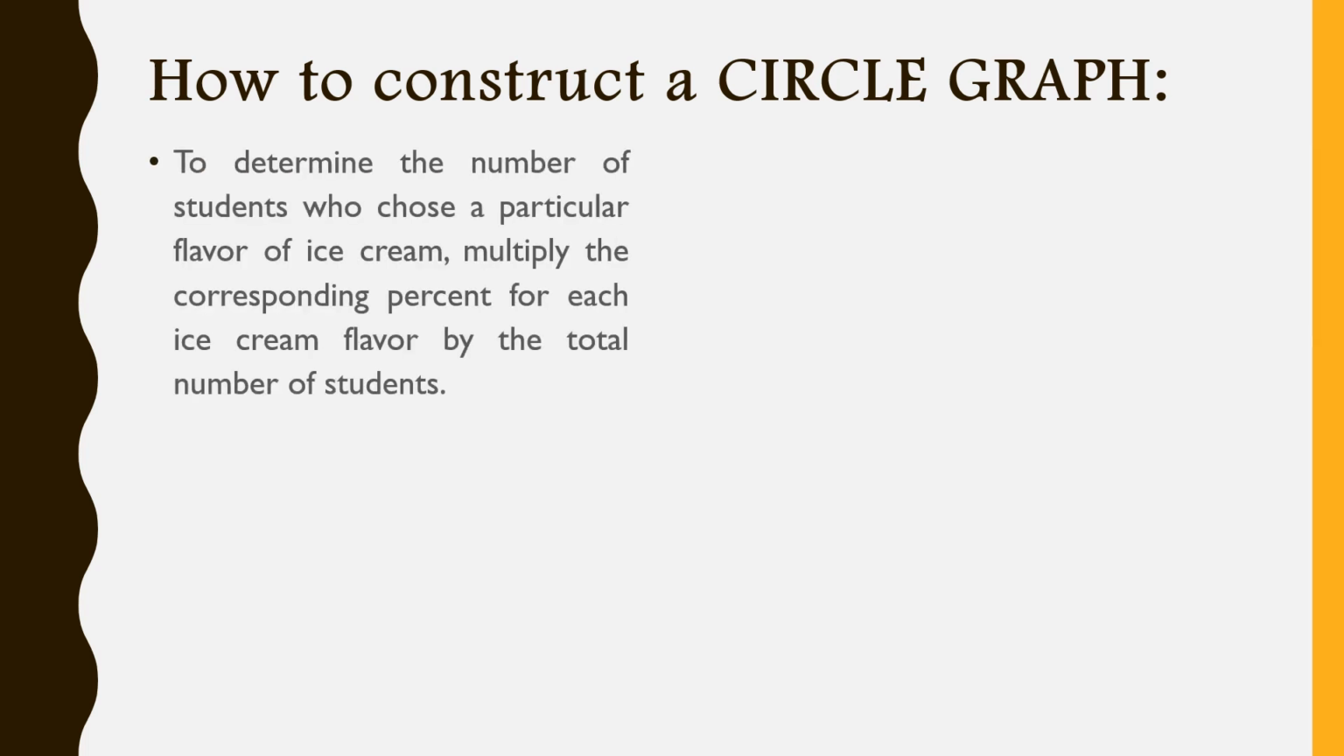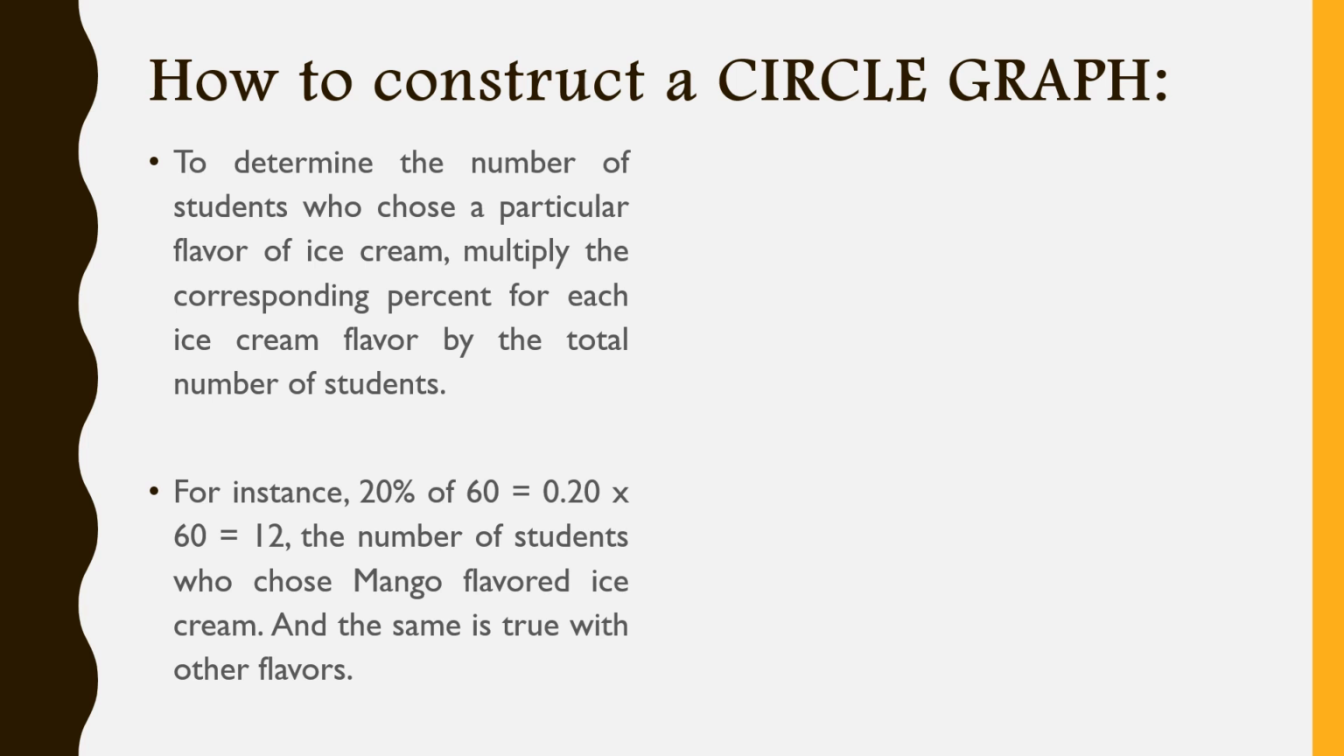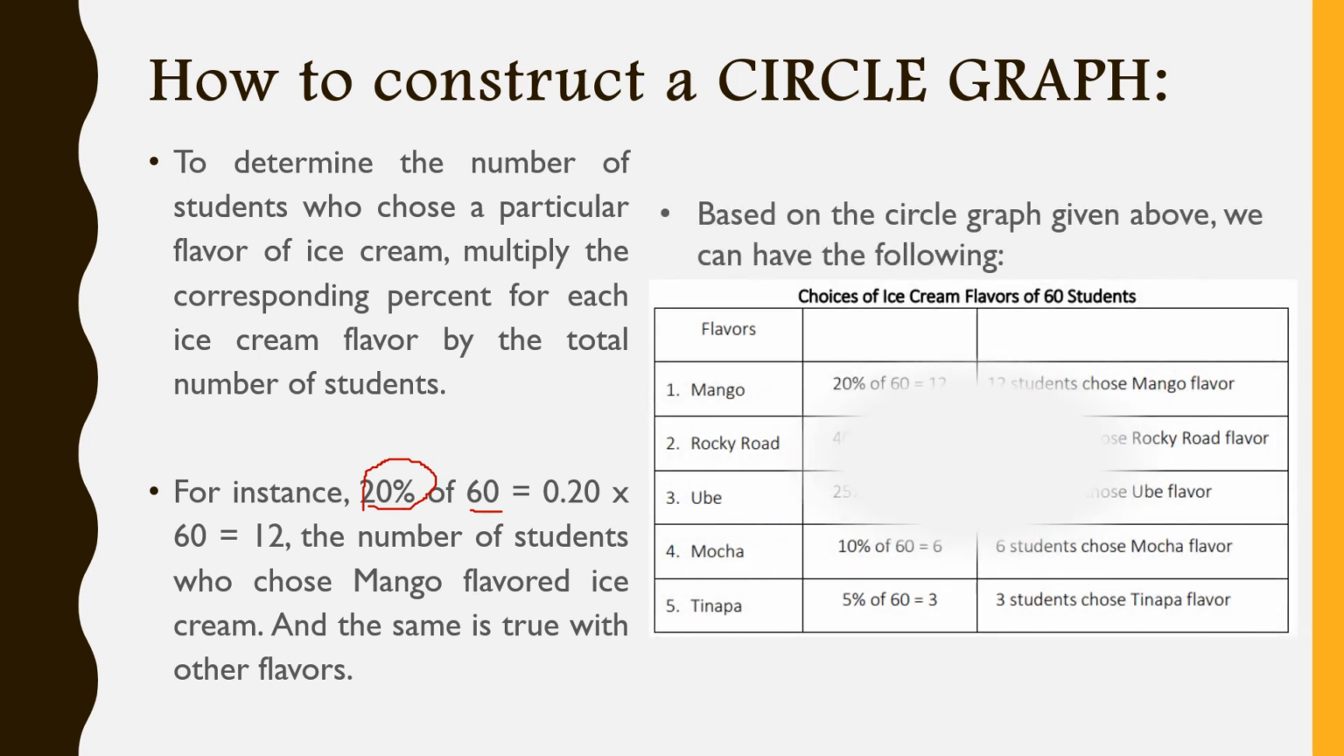Now, if you want to analyze the graph, we can continue by determining the number of students who chose a particular flavor of ice cream. When we are given the total number of students, we can easily do that. For instance, the total number of students is 60. So we simply multiply the percentage by the total number of students. Here is the result when we do that.